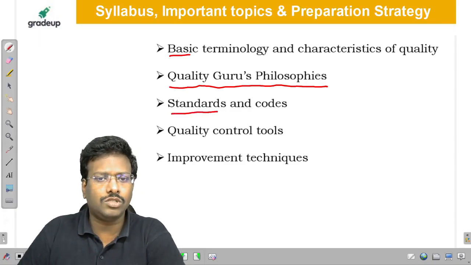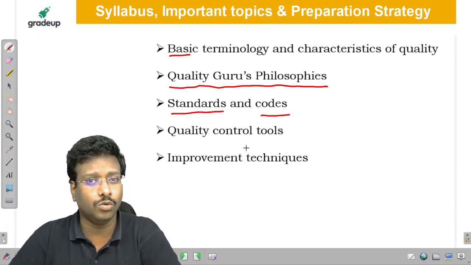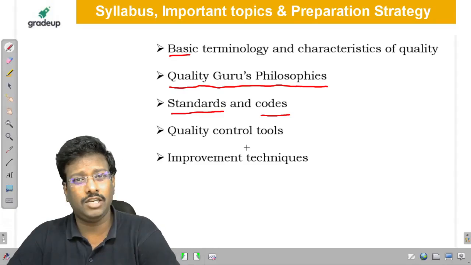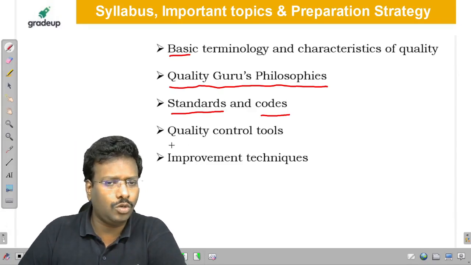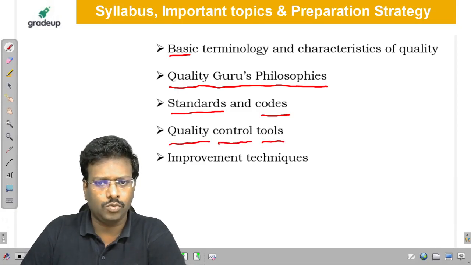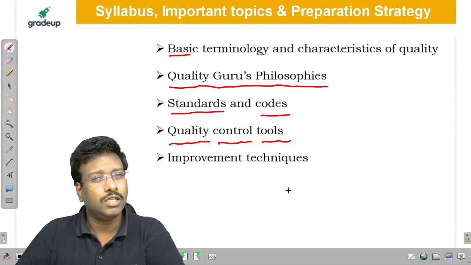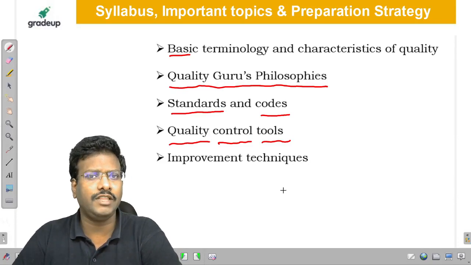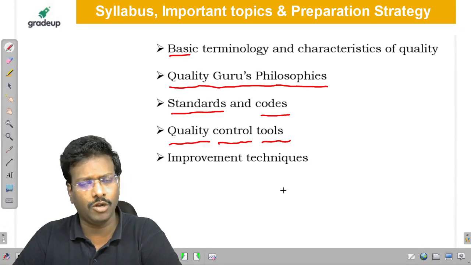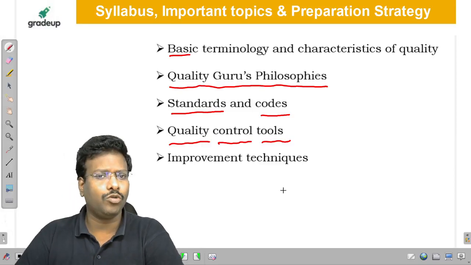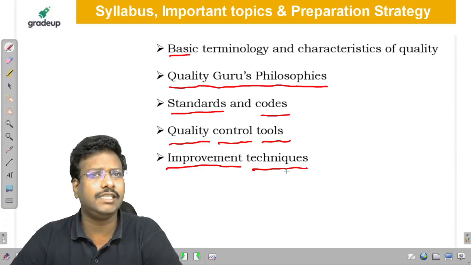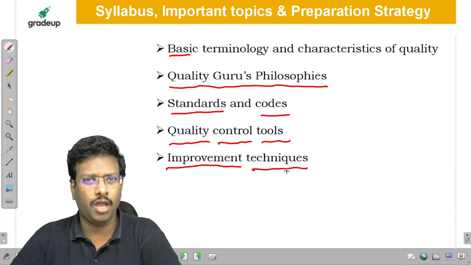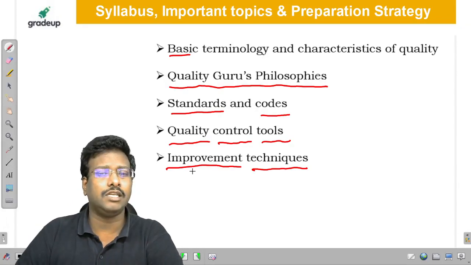And standards and codes to be used in different service sectors. So ISOs and standards, lead standards, and what their uses are. The next one is quality control tools. We are getting questions from here also. Quality control tools, like you have already come across, attribute control charts, variable control charts, and some other elements. And improvement techniques: nowadays we are observing one word, that is Six Sigma limits, quality function deployment. All these things will come across in improvement techniques.